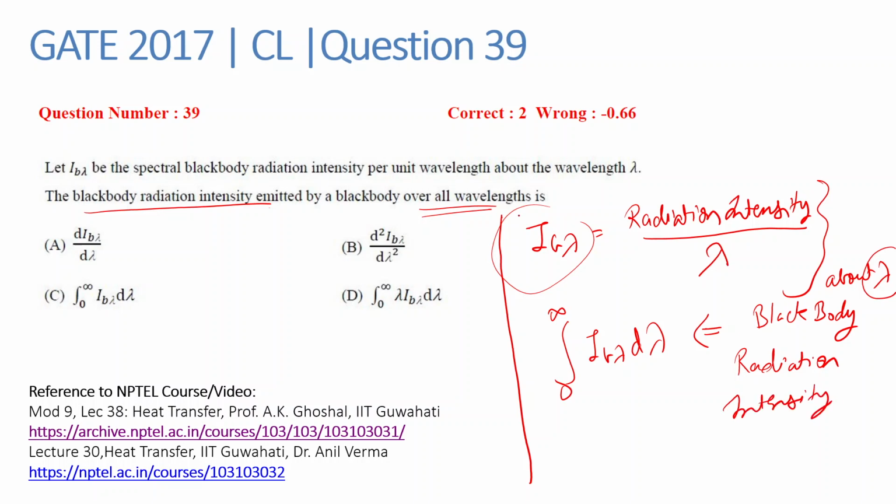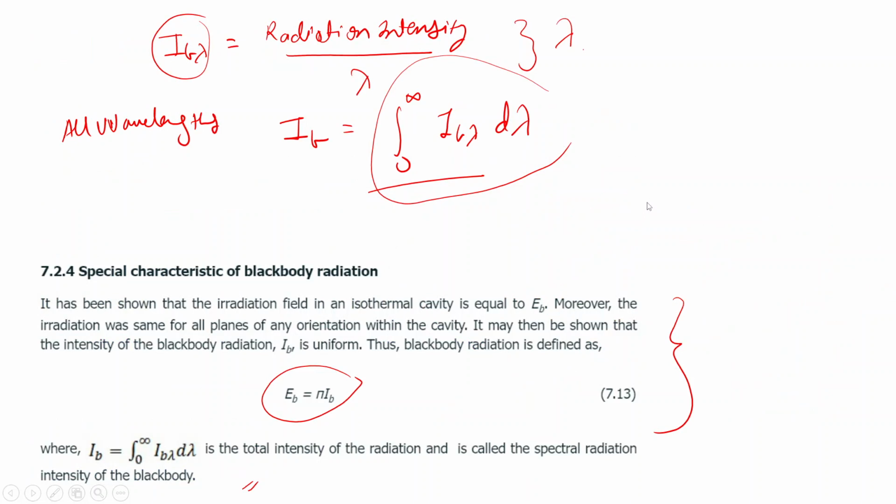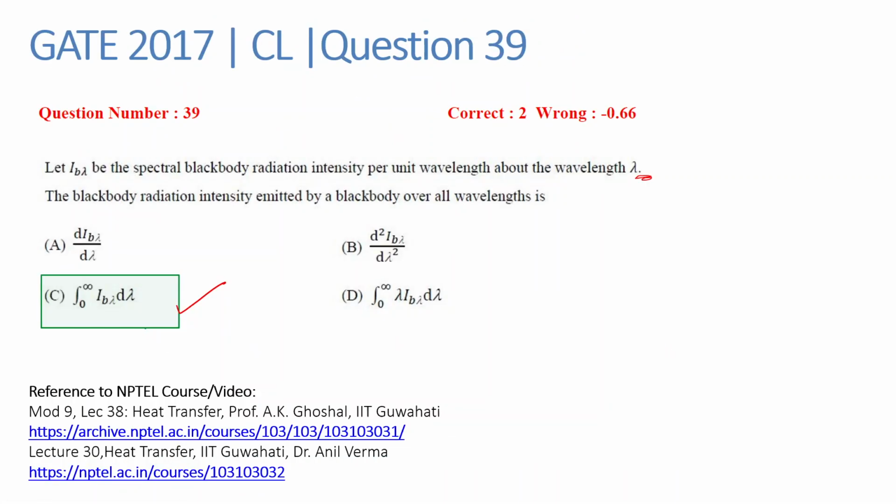So basically we were given I_B lambda for a particular wavelength. To find the blackbody radiation intensity over all wavelengths, we have to just integrate it over lambda. That will give us the blackbody radiation intensity, and this is used to define the blackbody emissive power E_B. Here I_B is the total intensity of radiation, and it is defined as the integration from 0 to infinity of I_B lambda d lambda. So from the given options we can select option C as the correct option.